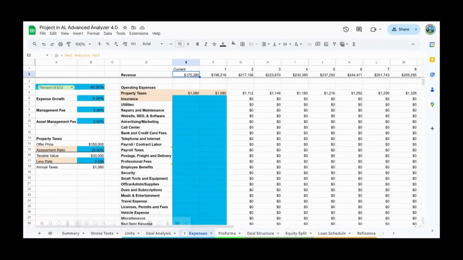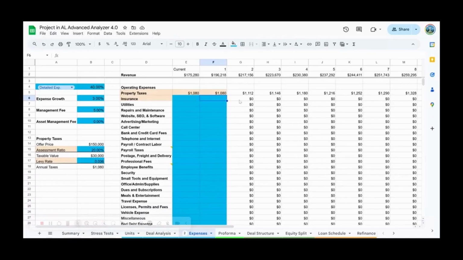Now once you refine things, you can go ahead and change it to detailed expenses. And then when you're ready to get an exact number, you can get the OM and put in all the information for their existing expenses in column E here under current. And then you come over to column F, and in that column you put what you project your expenses are going to be for year one.